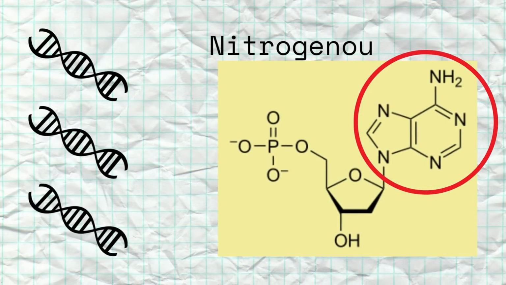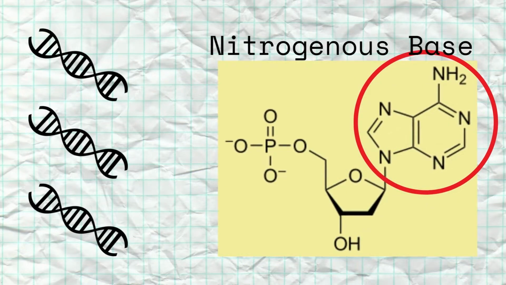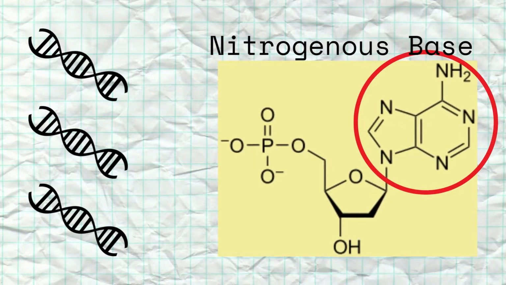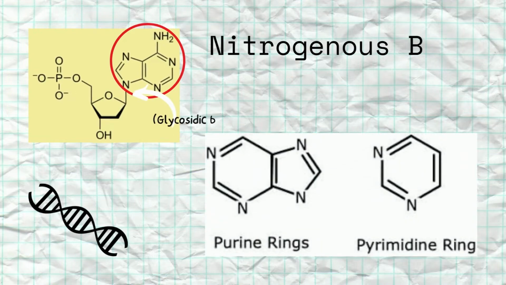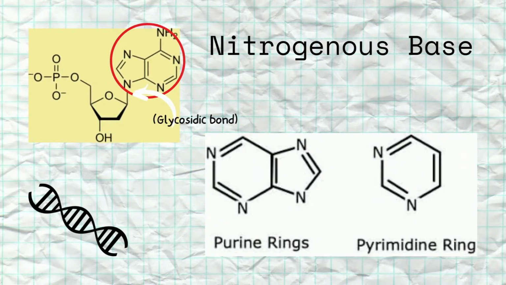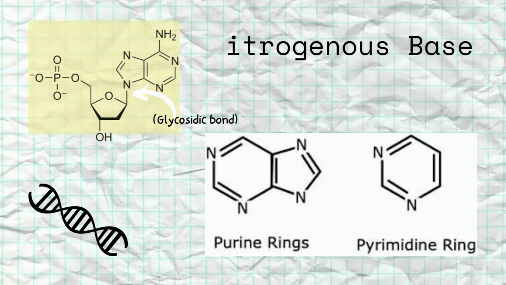The next component is nitrogenous base. It is a ring structure containing N atoms in varying amounts bonded to other atoms like C, H, and O. There are two types of nitrogenous bases, namely pyrimidine, which is a single ring, and purine, a double ring structure. These bases are connected to the pentose sugar at the first carbon via glycosidic bonds. Further information on these bases will be discussed by our next group members.